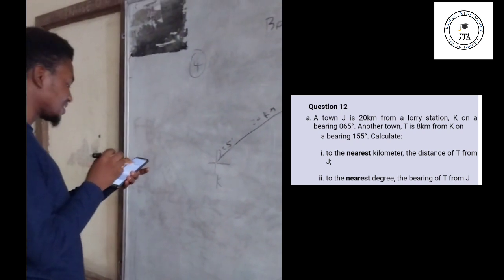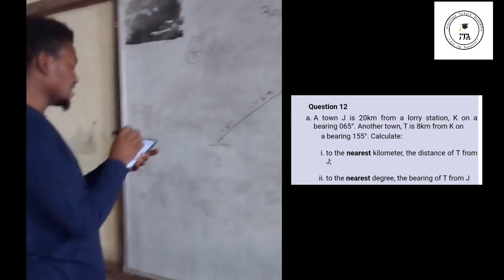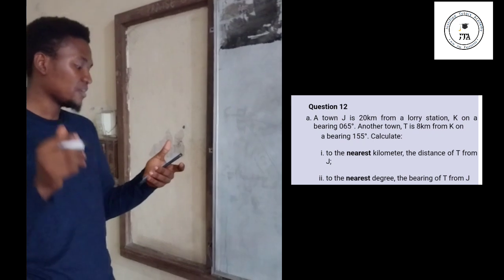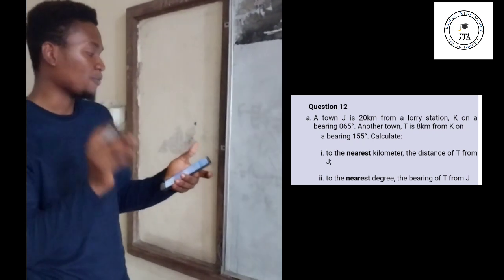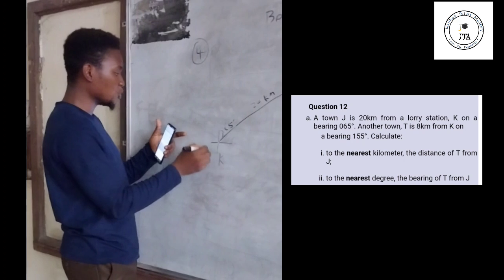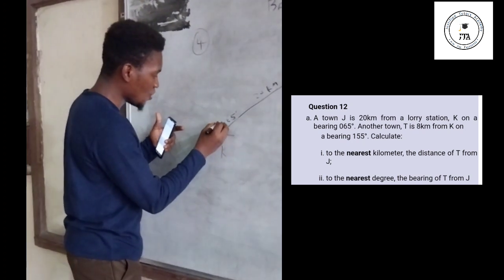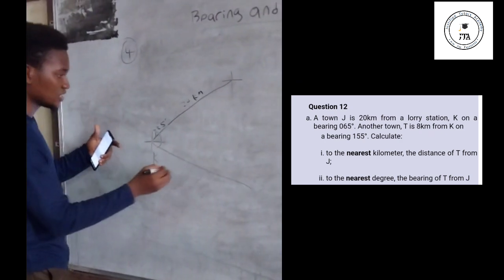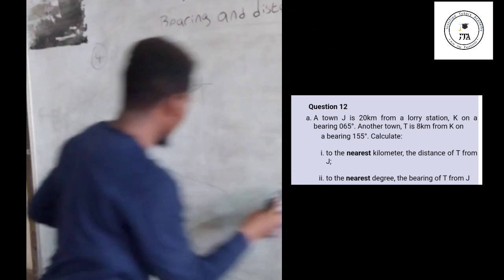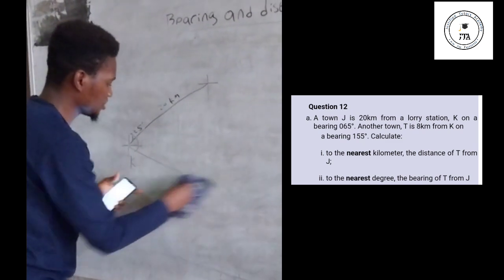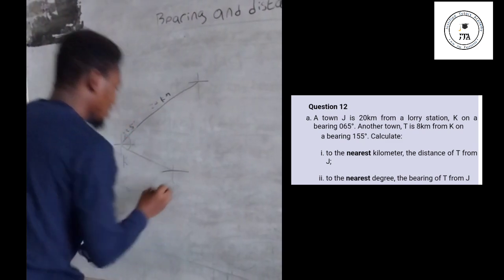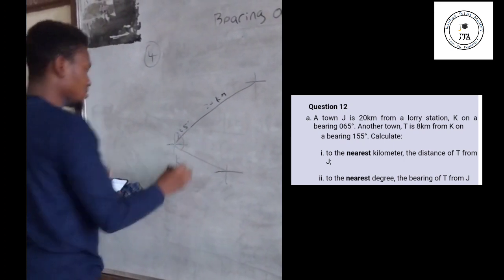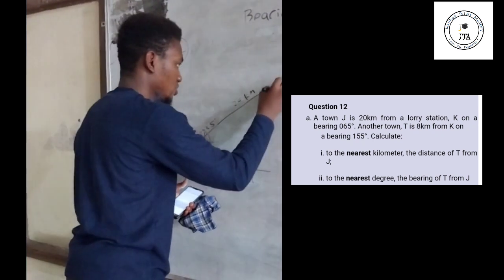And another town T is 8 kilometers from K on a bearing of 155 degrees. That means the angle at K going to T is 155 degrees, and it is 8 kilometers. So it will be short, I told you already that it will be short. It's going to be like this. Here to here is 155 degrees.